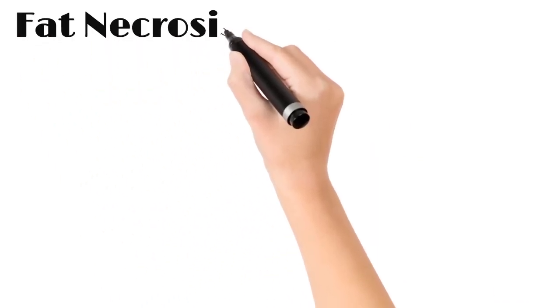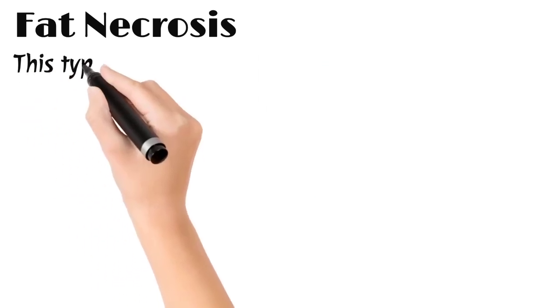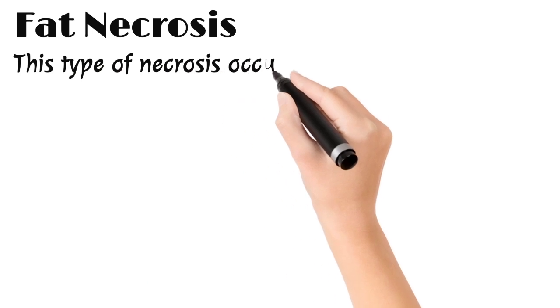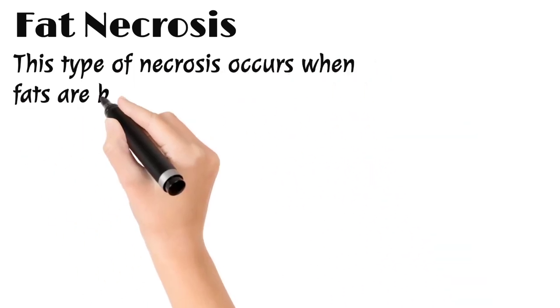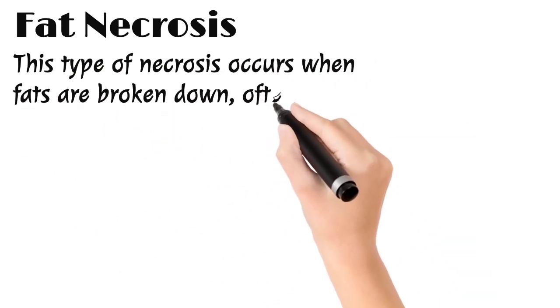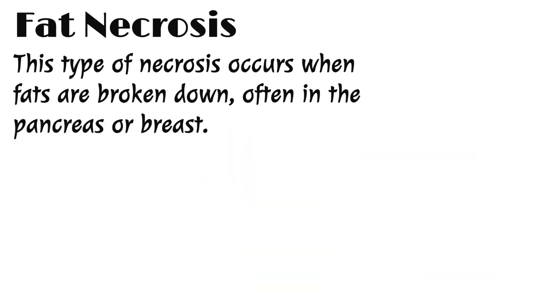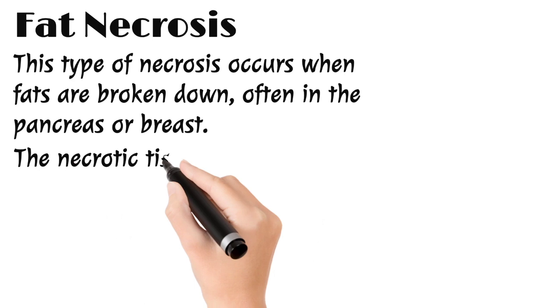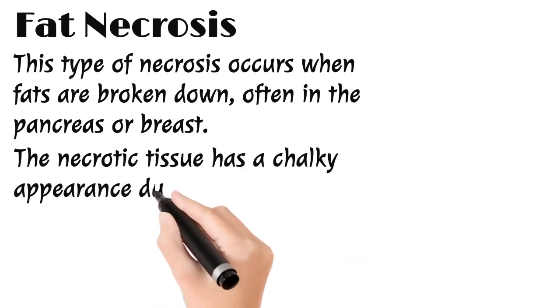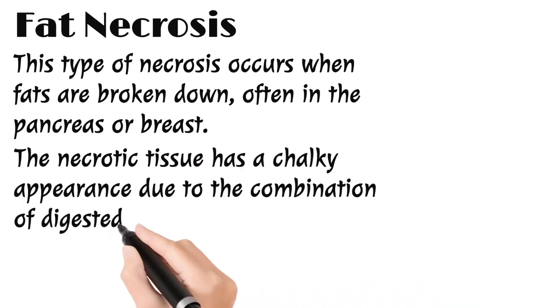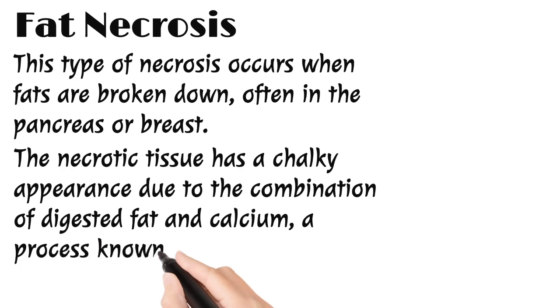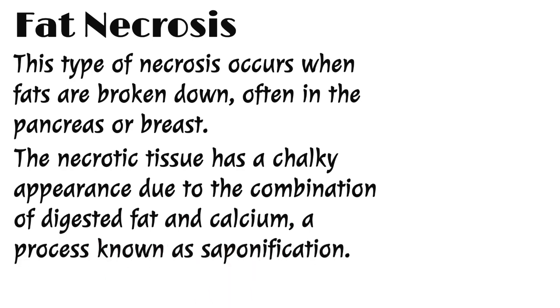Fat necrosis. This type of necrosis occurs when fats are broken down, often in the pancreas or breast. The necrotic tissue has a chalky appearance due to the combination of digested fats and calcium, a process known as saponification.